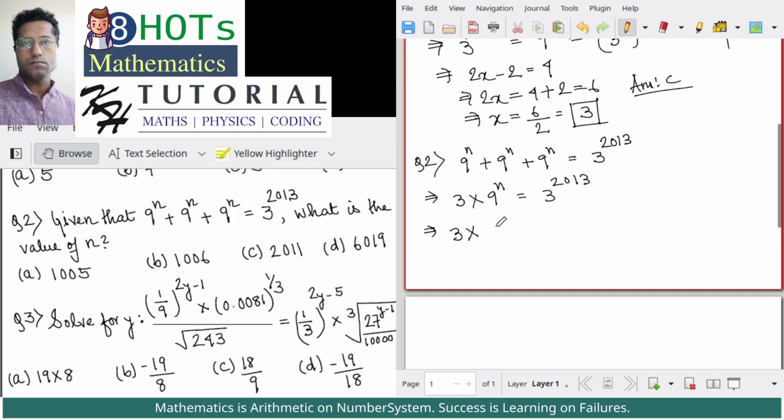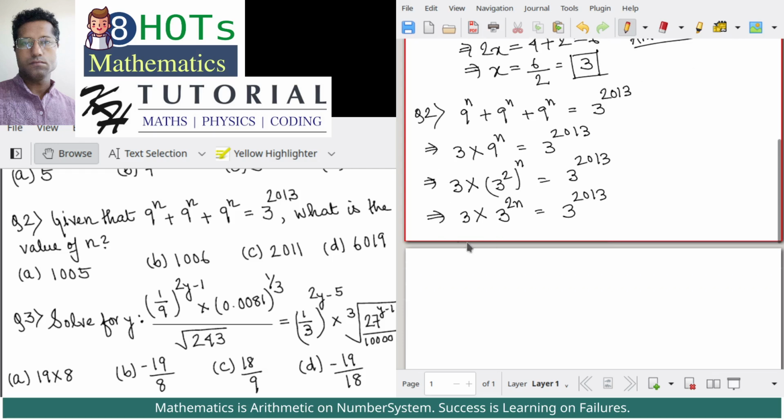We will convert 9 to the power n into an exponential form where the base will be 3. So 9 is 3 square. So 9 to the power n can be written as 3 square, again raised to the power n. So we have this. Simplifying further the LHS, this becomes 3 multiplied by 3 square whole raised to the power n, which is 3 raised to the power 2n. We have this.